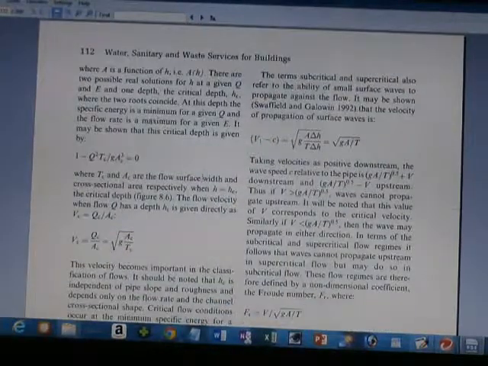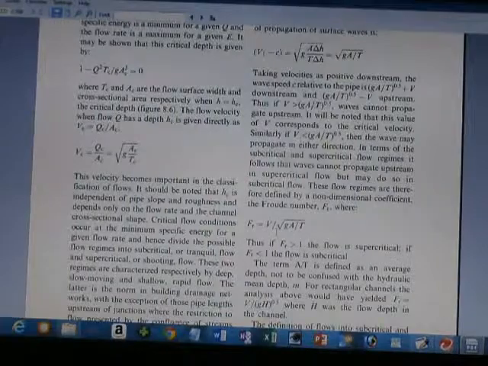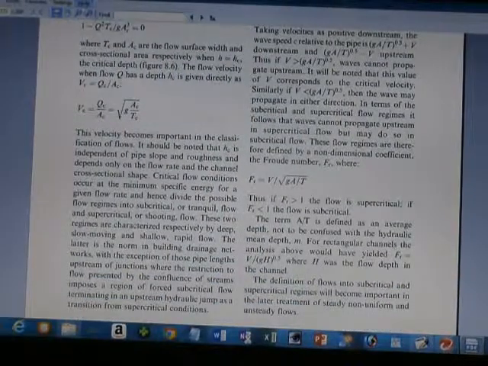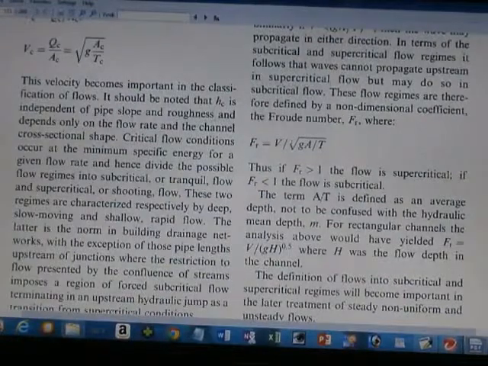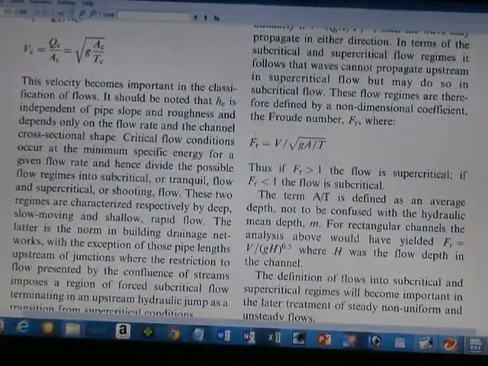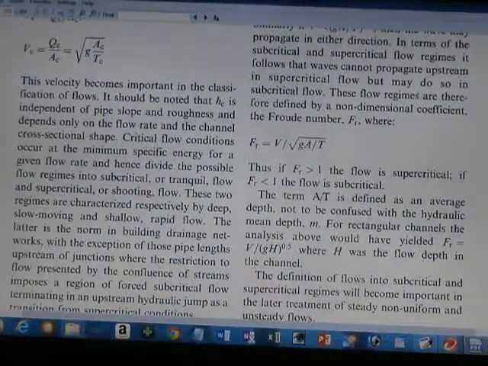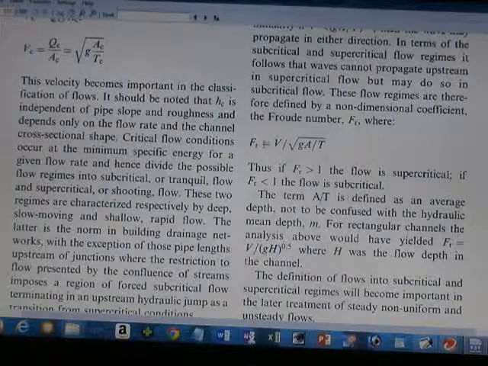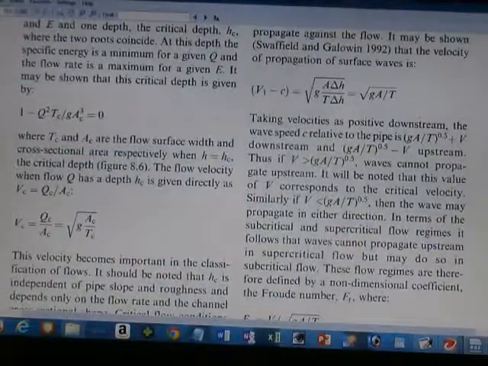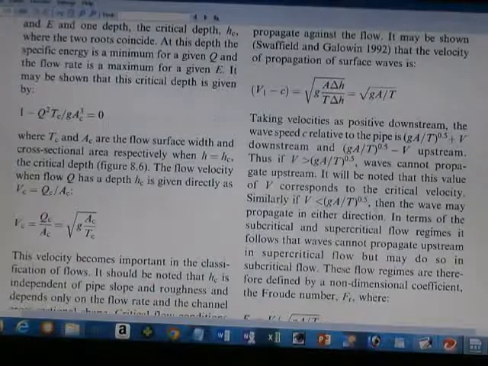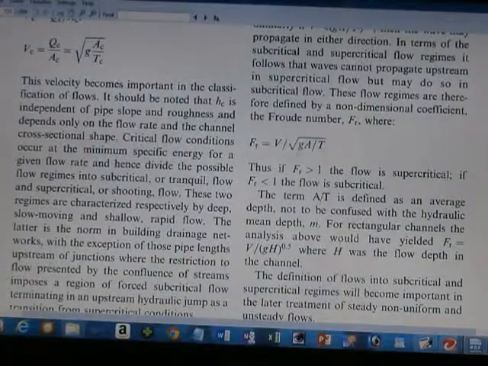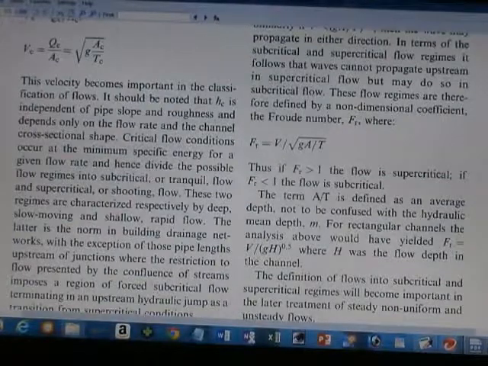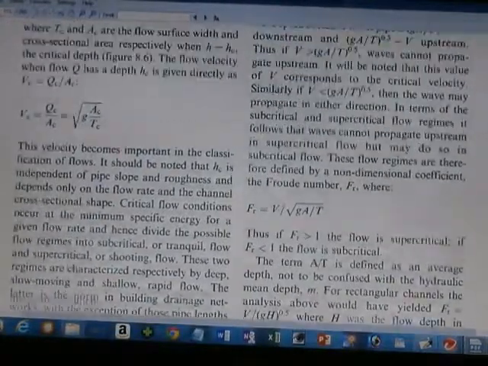So this equation is now the velocity equation. That will be the Froude number Fr, which is the velocity divided by the square root of g times D. This is a constant, and this Fr is used to calculate this equation. The Fr value can be calculated by this equation.